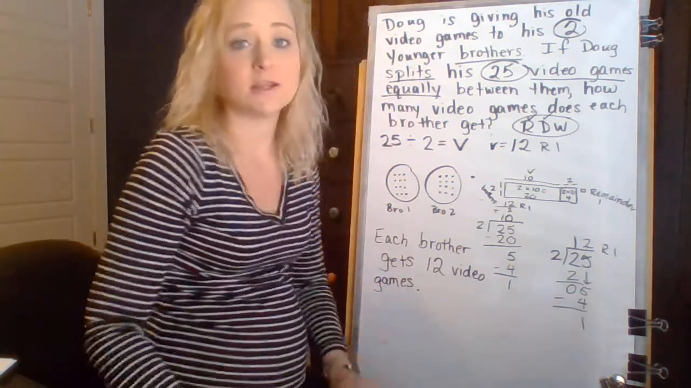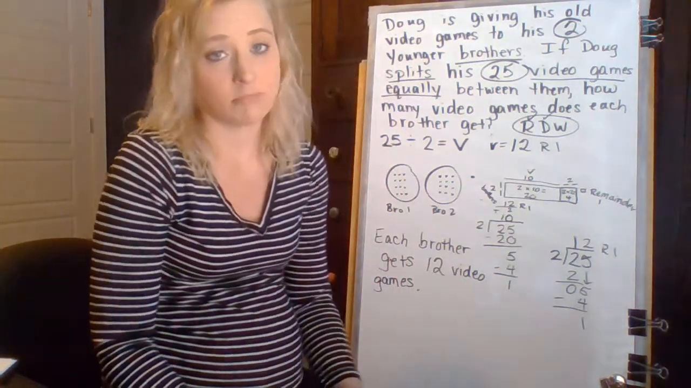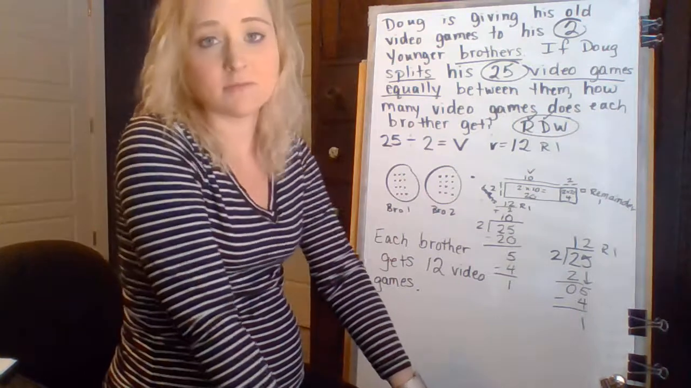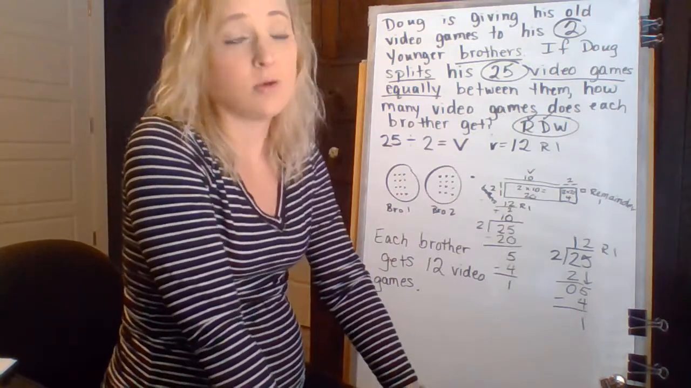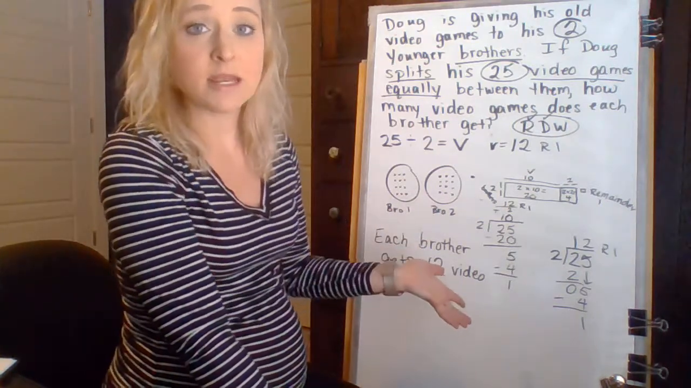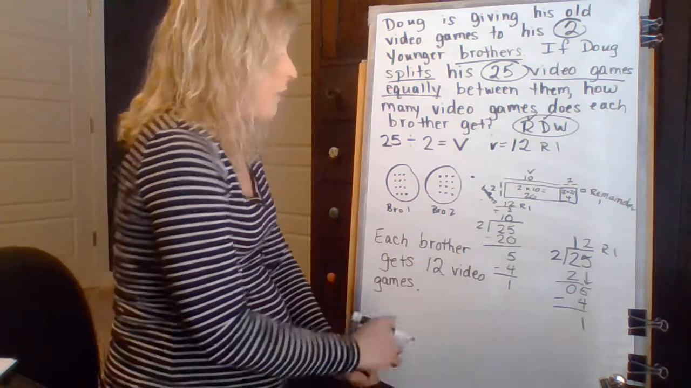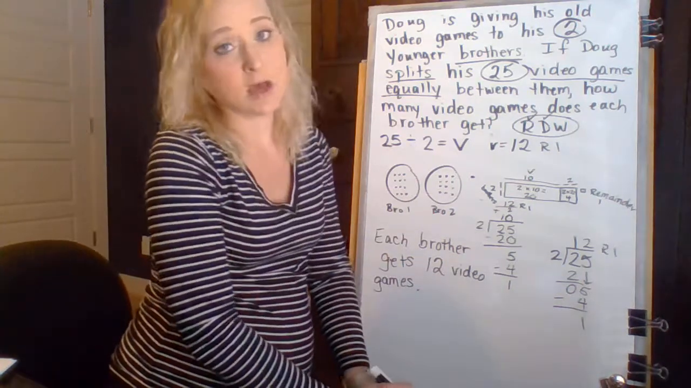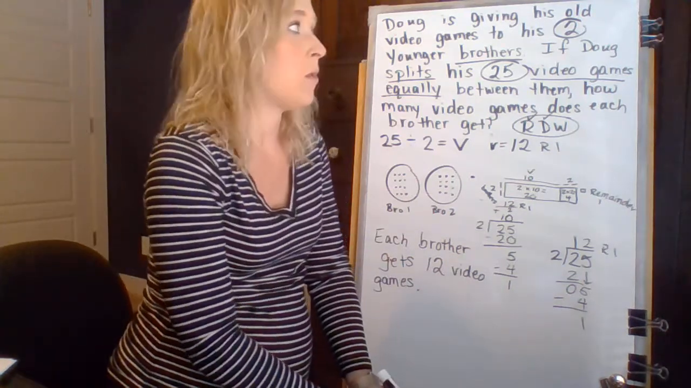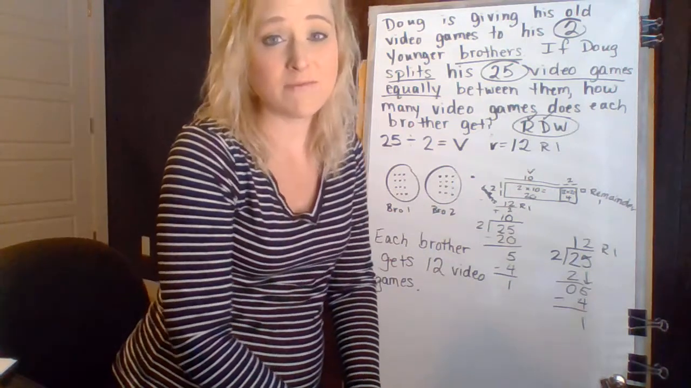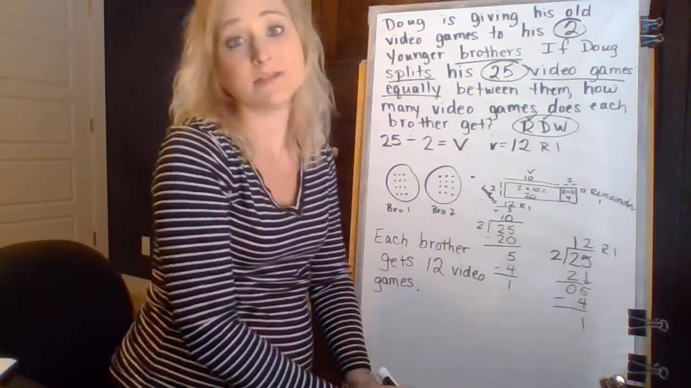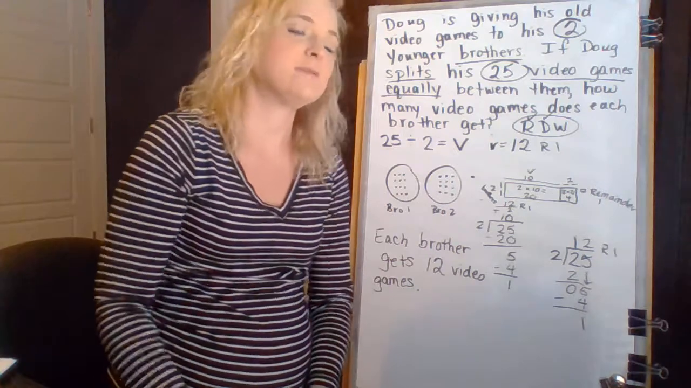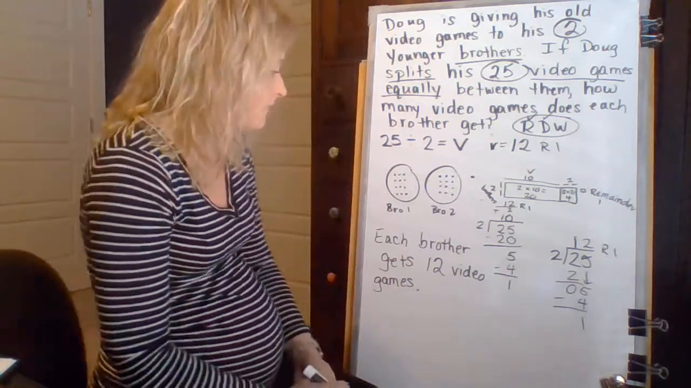Now here's where you need to tell what you're going to do with the remainder. In this story, you can be very creative. Doug can do anything he wants with it. You can say, Doug will have to figure out what he's going to do with the extra, or Doug decides to sell his last video game, or Doug decides to keep the video game for himself, or Doug chooses to keep his favorite video game for himself and still plays it. You can be as creative as you want.